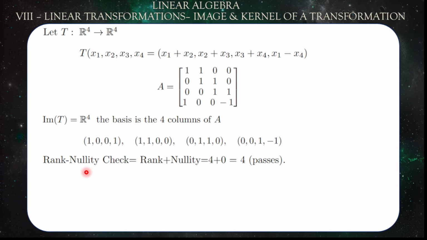Let's evaluate the rank nullity check, which is rank plus nullity equal to 4, because the rank is 4, which is the dimension of image of T, plus nullity, which is the dimension of kernel of T. The kernel is 0, as we've seen. So 4 plus 0 equals 4. It passes. It is correct. Why? Because 4 is the dimension of the V space.